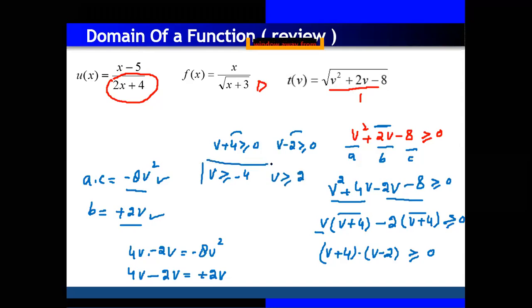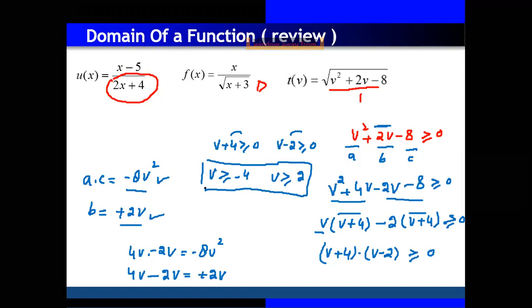So these values are not possible, V must be greater than or equal to minus 4 or V must be greater than or equal to plus 2. Now these are greater than or equal to, so these are included.